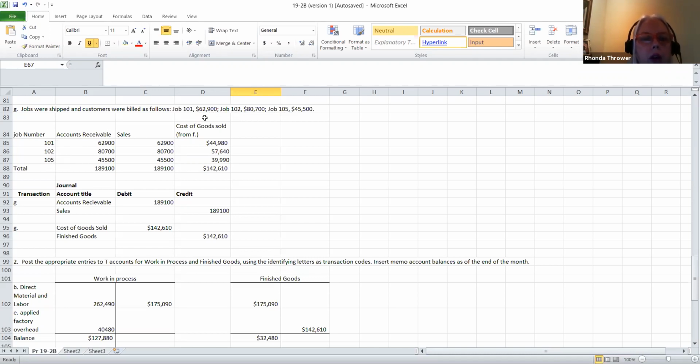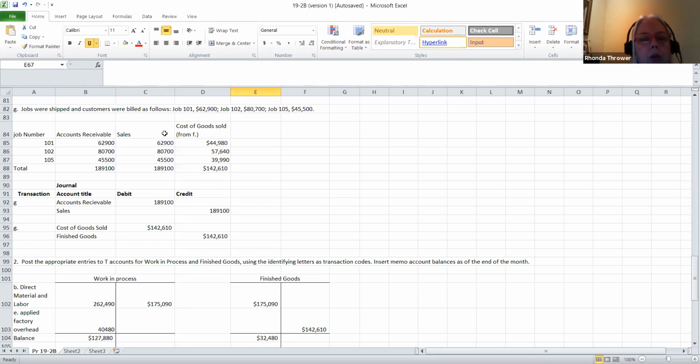They also are telling you that the amount that we are billing our customers is going to be $62,900 for job number 101. So notice I put in a column for accounts receivable. When we bill our customers, we're going to end up debiting our accounts receivable, and job number 101 was $62,900.